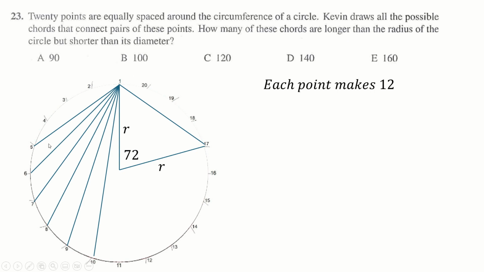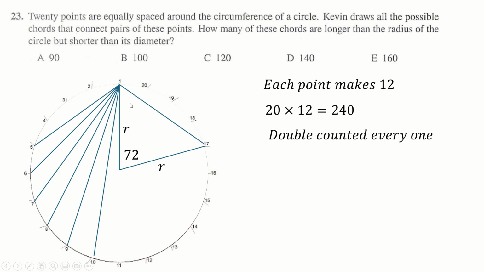So there are 12 points from each one. 12 times 20 gives 240, but every single time you count a chord, if you do it this way, where you just count from every single starting point, you're going to count every single chord twice. For example, later I'll start at 17 and count the 12 from there, but that doubles the one that I counted there, so we just divide by 2, and we get 120 in total.